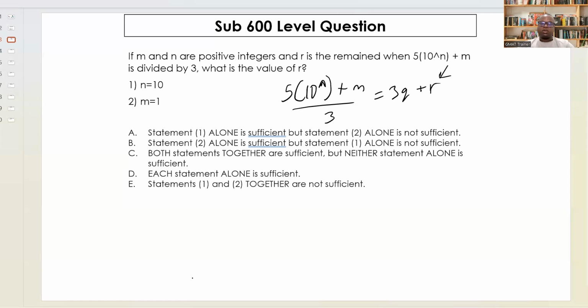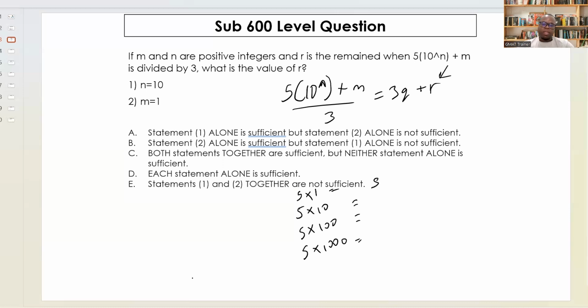Let's work from what you know. What you know on this side, if you have 5 times 10 raised to the power N, this means you're looking at 5 times 10, 5 times 100, 5 times 1,000, and so on and so forth, of which even with N as 0 itself, 5 times 1, also 5.